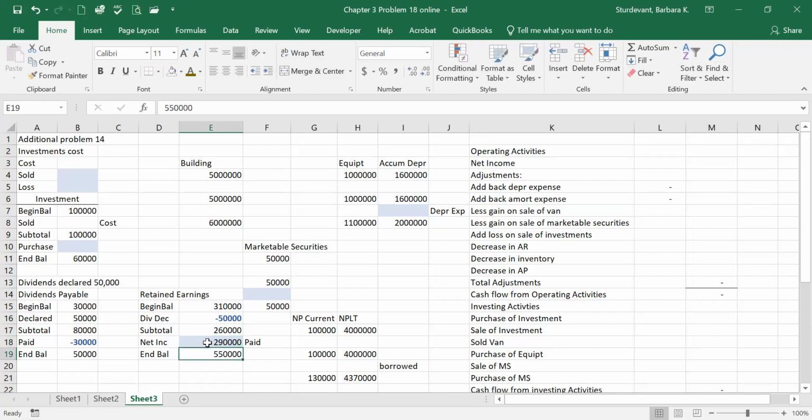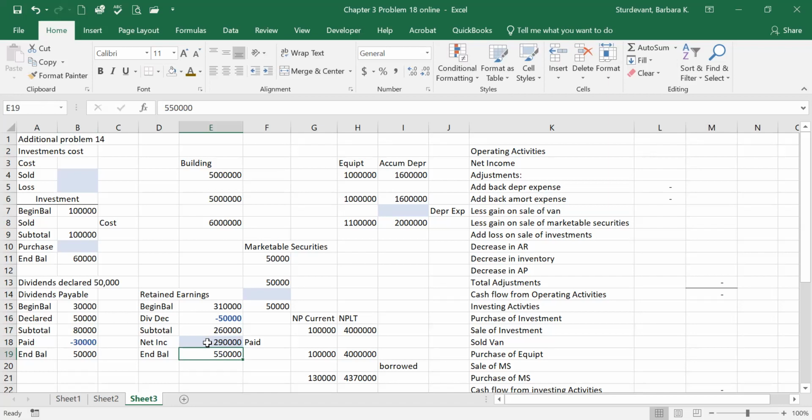And did we know that anyway? Yeah, because it was on the income statement, right? Okay, so sometimes they give you a little bit more information, sometimes they don't. We've seen that.